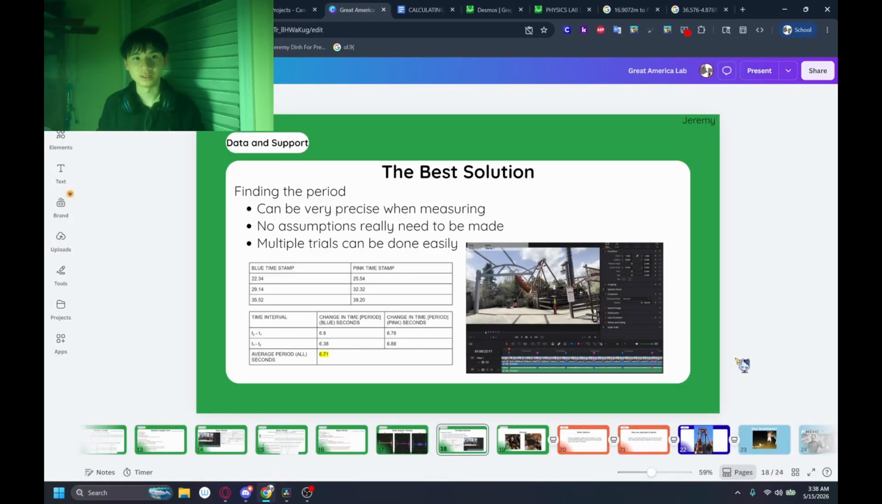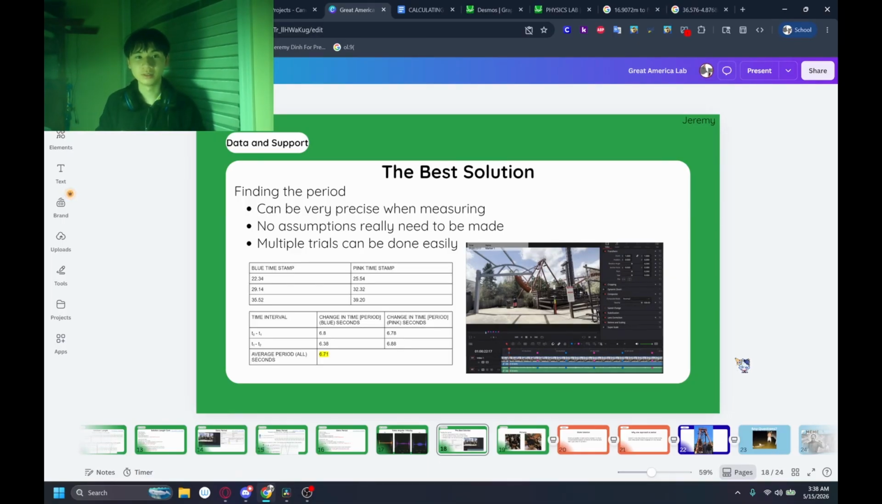Right, the best solution is finding the period. It's because it can be very precise when measuring and no assumptions really need to be made. And multiple trials can be done very easily. It can be precise to maybe the 10,000th place of a second, depending on what software you're using and how good your recording software is. So with that, it's very precise. There's little room for error.